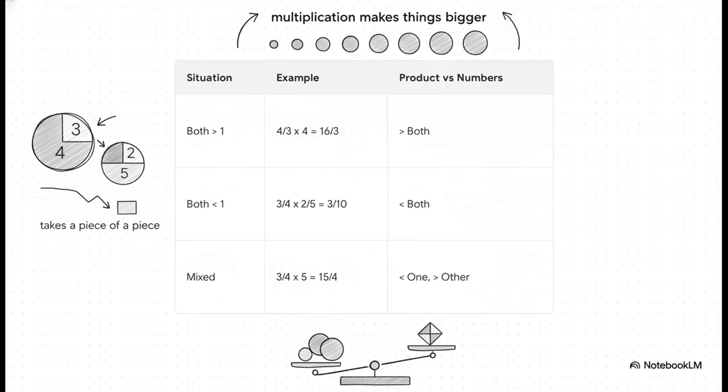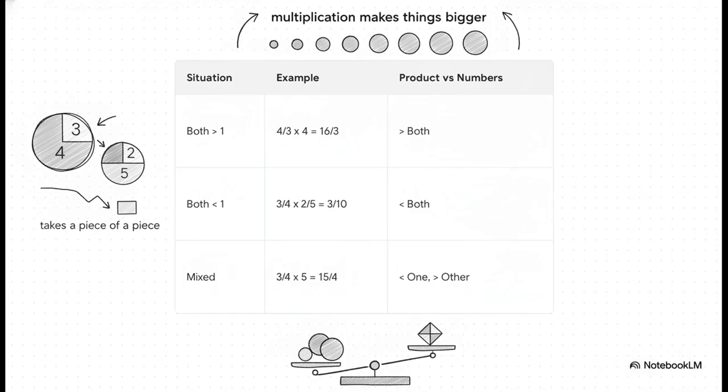But actually, scratch that. It's not always true. When you multiply 2 fractions that are strictly less than 1, take 3/4 times 2/5, for example, the product, which is 3/10, is actually less than both of the original numbers. Multiplying by a fraction is essentially taking a piece of a piece, which means the final product actually shrinks.